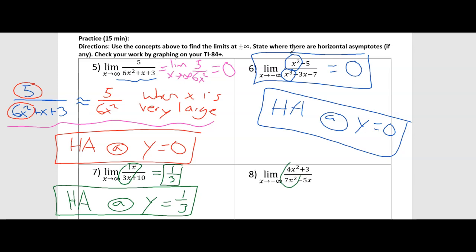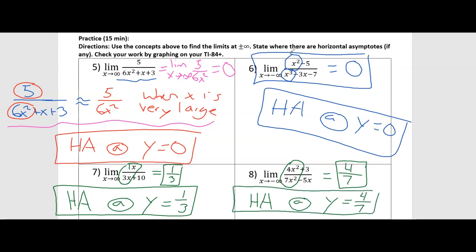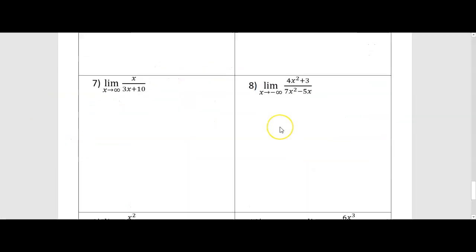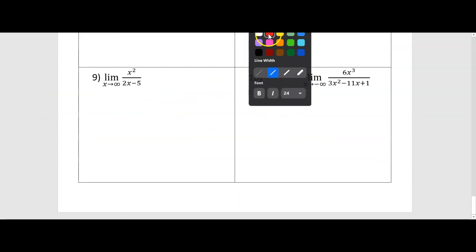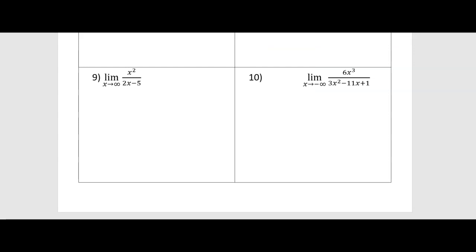But if we're just using the power rules, we can jump straight to what our limit's equal to. Number 8 is similar. Both powers are 2 for the numerator and denominator. So our ratio, or the answer to our limit as x approaches negative infinity, is 4/7. And we have a horizontal asymptote at y equals 4 over 7. Let's move on to our last two, 9 and 10.